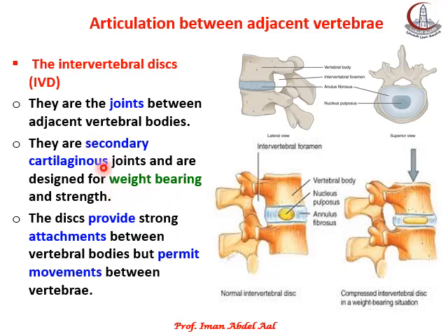The intervertebral discs are secondary cartilaginous joints. This is the intervertebral disc. They are designed for weight bearing and strength. The discs also provide strong attachment between the two bodies of the adjacent vertebrae and permit movements. Although they provide strong attachment, they can permit movement between the two vertebrae.